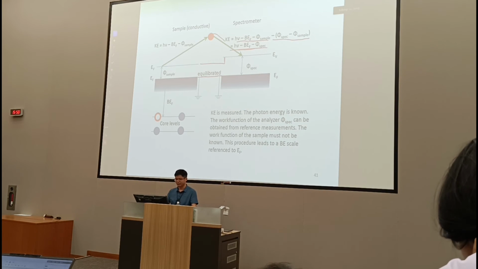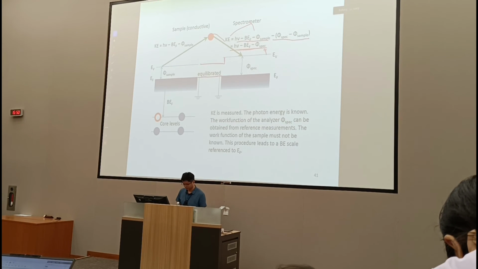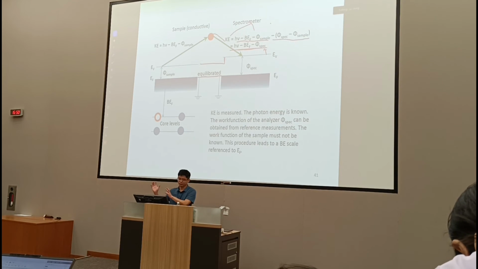So once you have the kinetic energy and you have the spectrometer work function, you can figure out the binding energy of the elements, no matter which sample you send to me, right? I don't need to know the work function of your sample. I just need to know the spectrometer's. This can be a fixed value, right?